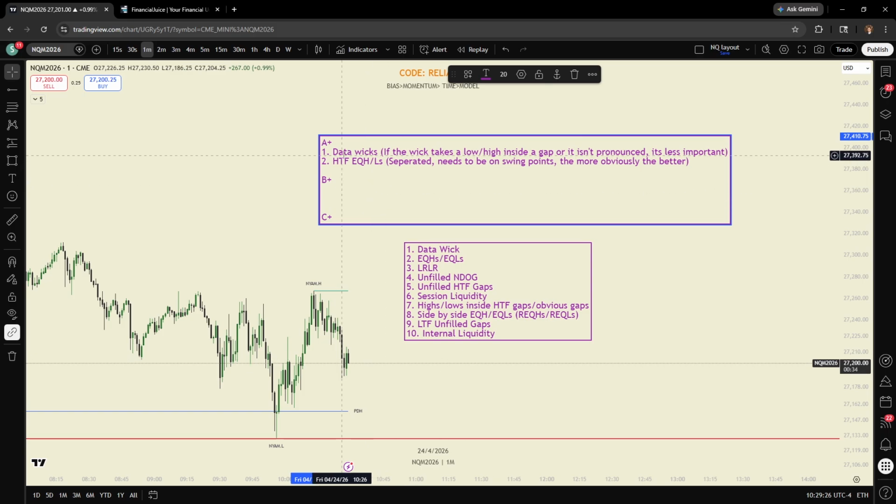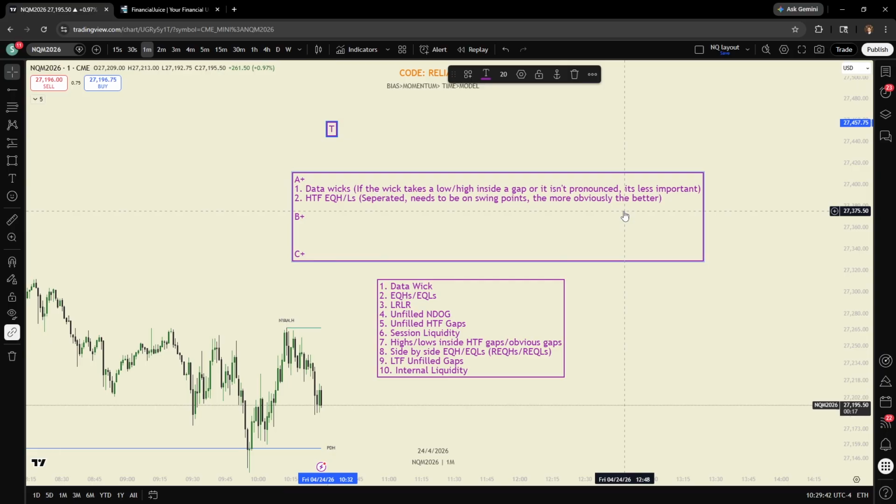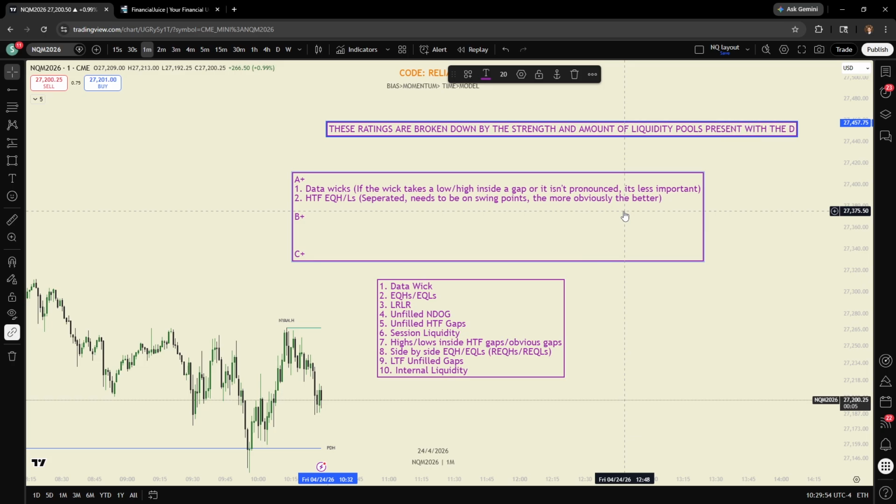But even there, we play into it a little bit with taking a low or high inside of a gap, because taking a low or high inside of a gap represents price taking liquidity and removing a liquidity pool. Each time price takes liquidity, we're eliminating a liquidity pool, right? So I'll put this at the top. These ratings are broken down by the strength and amount of liquidity pools present with the draw. Okay.